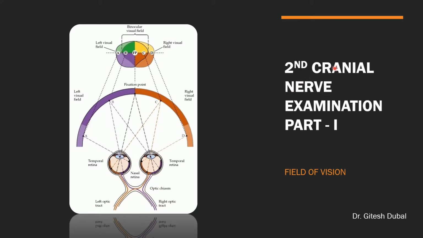So the second cranial nerve examination, as I said, contains three portions, that is field of vision, visual acuity and color vision. Because these three topics are very wide and very large, we have divided them into two portions. In today's practical, we'll discuss only the field of vision. The visual acuity and color vision will be discussed in part 2. So without wasting time, I am Dr. Gitesh Dubal. Let's start today's practical of second cranial nerve examination part 1.